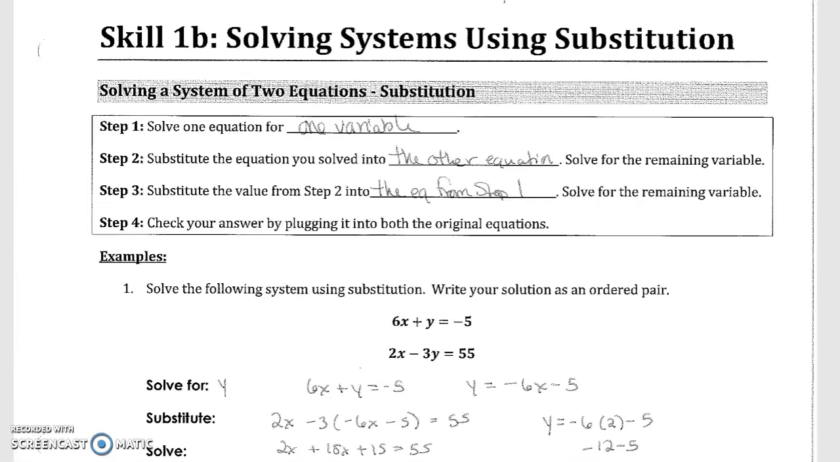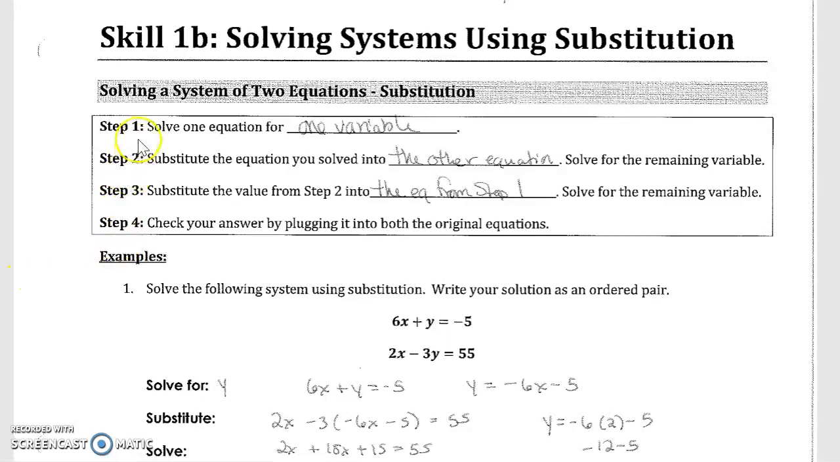Hi, Algebra 2. Today we're going to work on our second systems of equations method. The second method is substitution. The first method obviously was graphing, and the second method is substitution. Substitution, by the word alone, means to replace. So you're going to actually do substitution, or replacing, twice. Let's go ahead and start filling in our blanks.